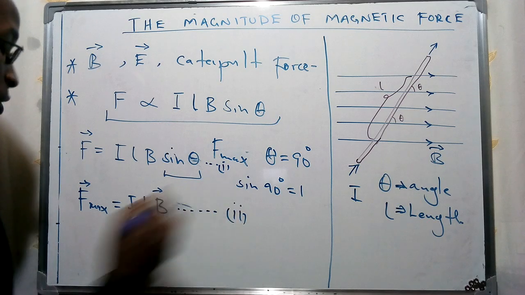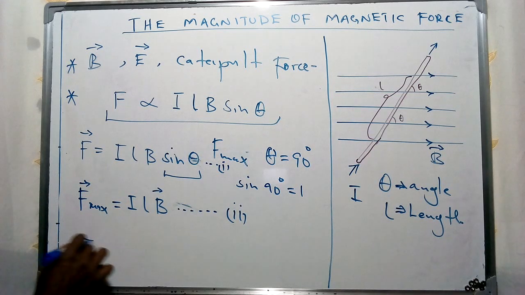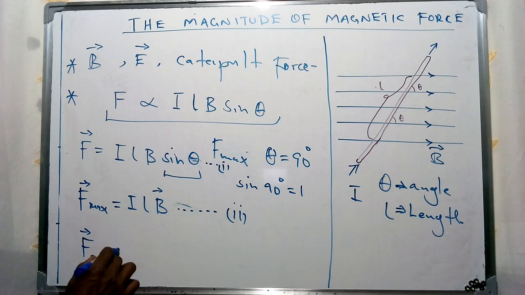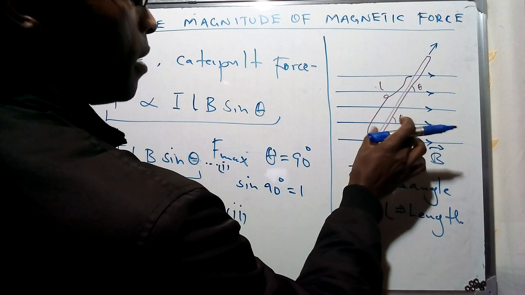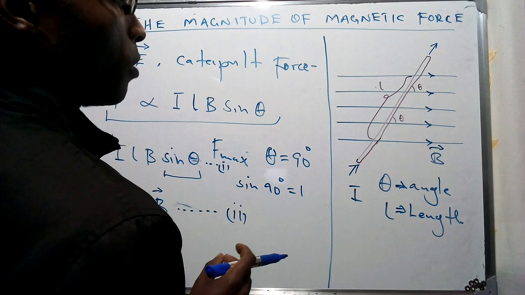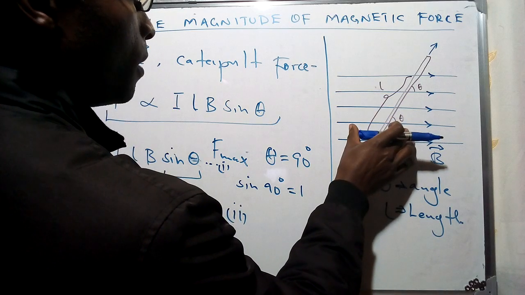And therefore, our equation 2 is going to give us the maximum force, which is going to be expressed due to the interaction of the fields which we have given. Now we can find the minimum force in this case. The minimum force is going to be achieved when the angle between this field and this current carrying conductor is 0, and in that case, the conductor is going to be parallel to this direction.